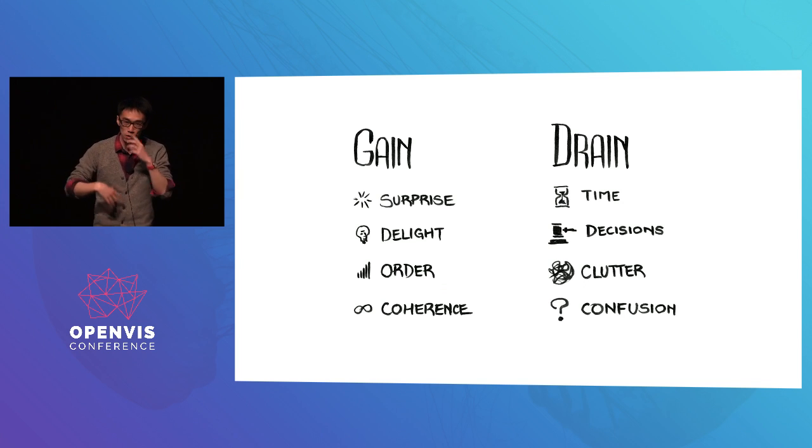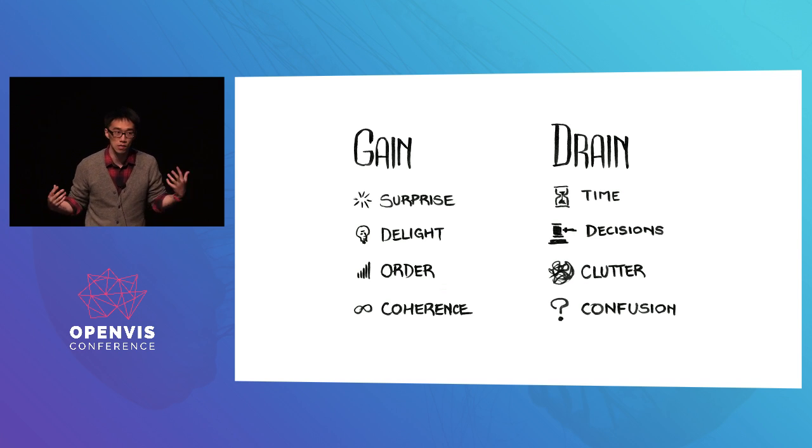Decisions drain attention. So if you come to a website and the first thing it asks you to do is to click on something, you have to decide to click on that thing. Even though it's really easy, you have to move your mouse to a particular spot on the screen and click that button. That's a decision that takes attention.